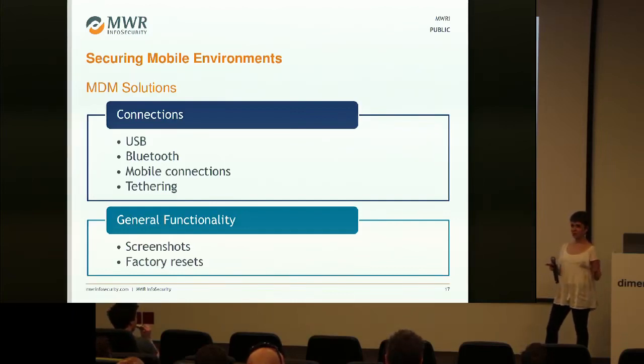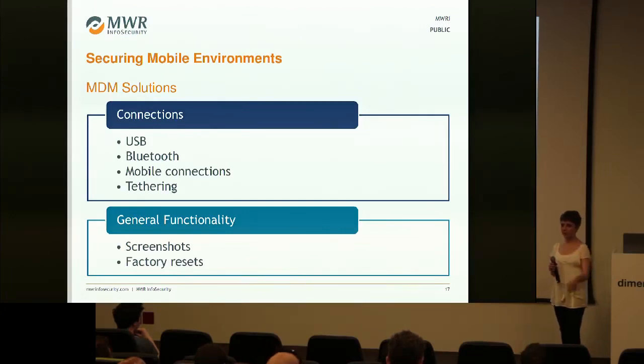And then there's a lot of general functionality things, and these differ massively between the platforms, what you can and can't do. Some of the simple things that are usually quite common are screenshotting and factory resets. Screenshotting is usually a concern just because you might have sensitive information on the screen. So think about when you background a process, so you long press or you double press, whatever it is, to change applications, it usually takes a screenshot of whatever you were doing and uses that to animate transitions.